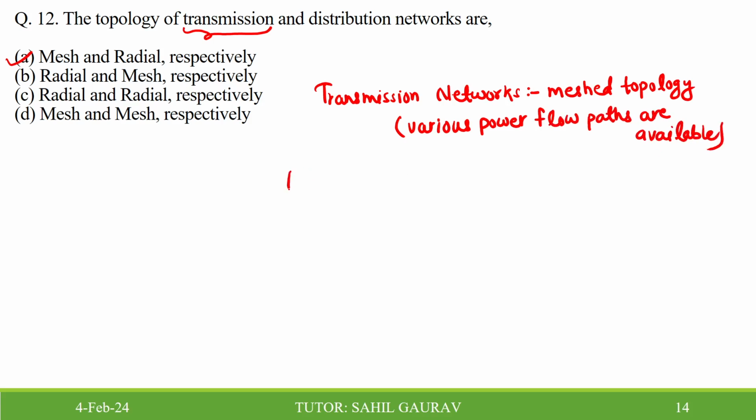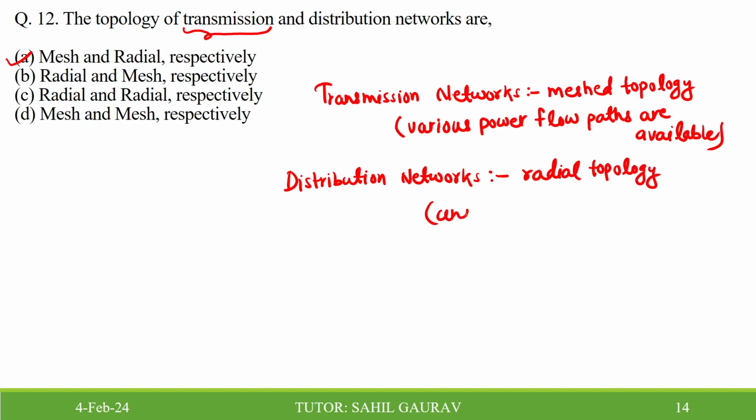While distribution networks are of radial topology, so they have only one direction of power flow, unidirectional power flow.